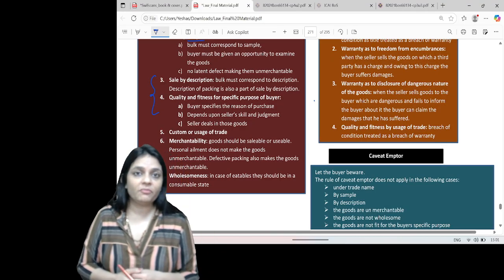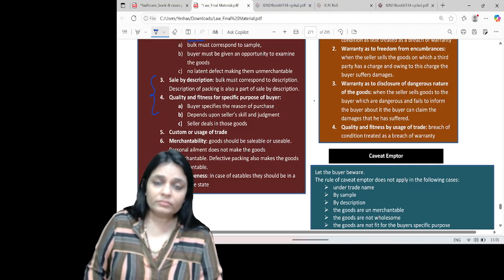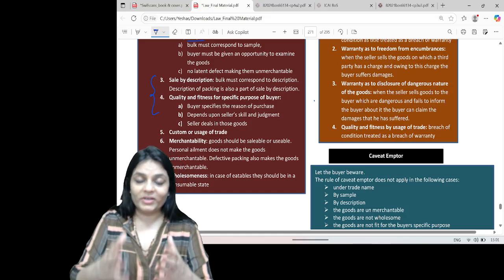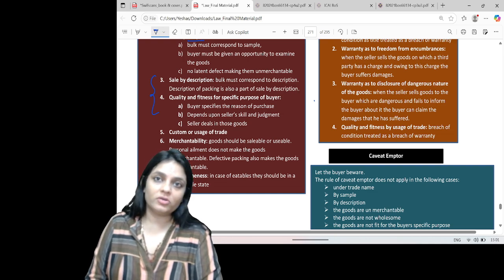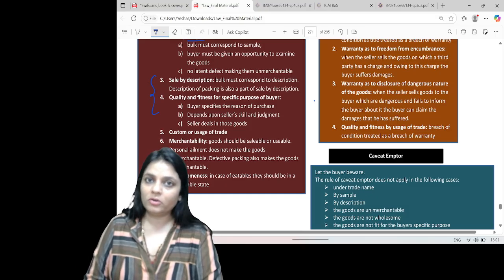Merchantability includes defective packing of the goods, but it does not include personal ailment. So if you are allergic to goods, you cannot claim any damages there, or you cannot return the goods.